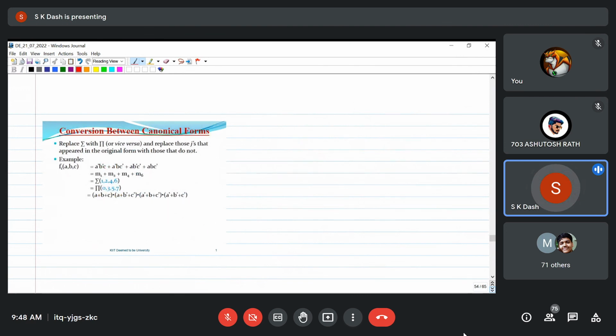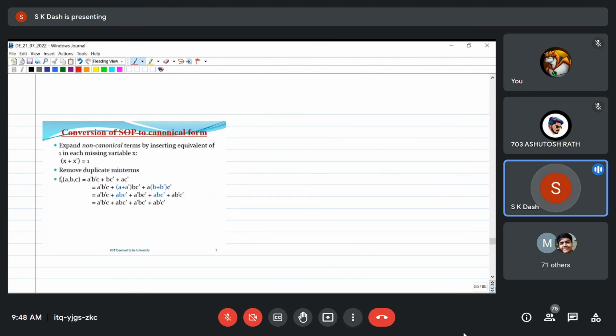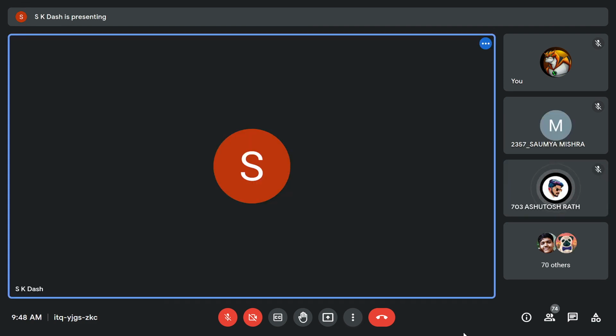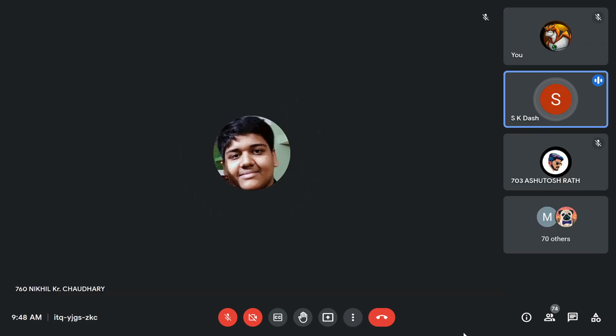So this thing we discussed. Suppose a function is given in SOP form, so we can find the POS form from this. I will share this PPT, so you will go through that. Next class we'll go for the others because it will be very much required. So practice it. Okay, sir. One second, let me share the PPT.